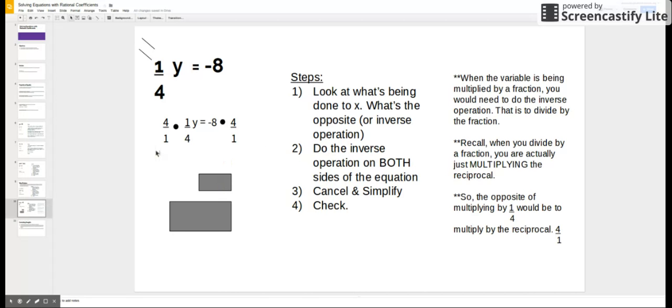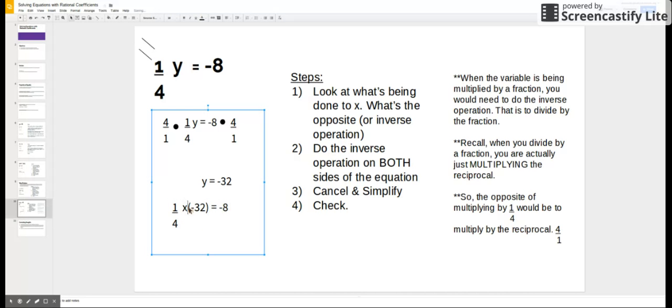Okay, so then you just do the inverse operation on both sides. 4/1 times 1/4 is equal to 4/4, which is just 1y. So y is equal to negative 8 times 4, which gives you negative 32. This would be like negative 8/1, so 1 times 1 is just equal to 1. So y does equal negative 32. And then check your work. 1/4 times negative 32 is equal to negative 8.